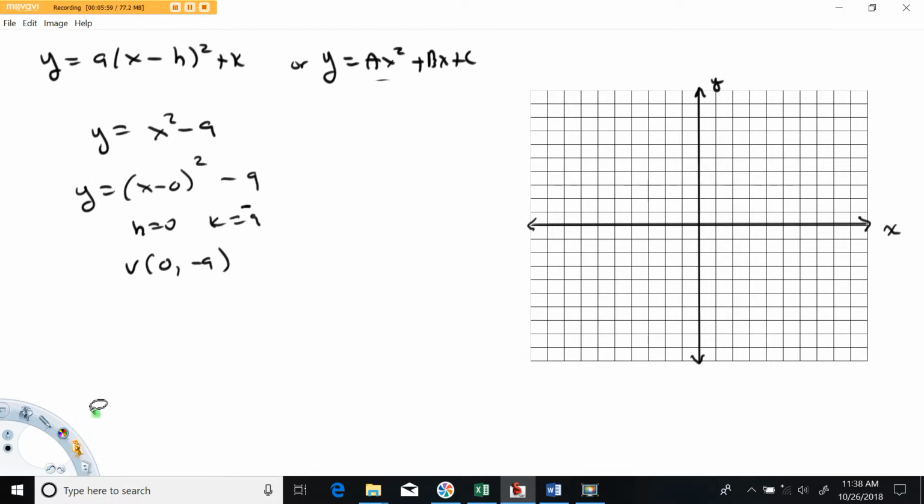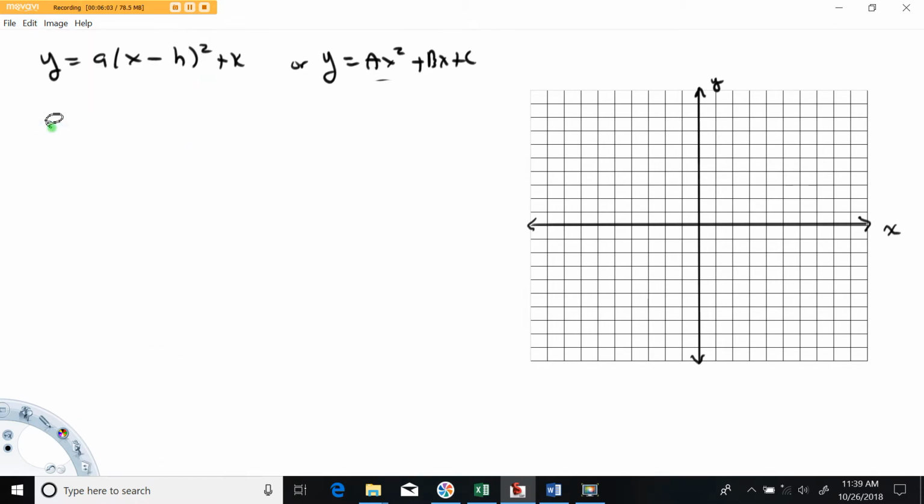And get rid of this. And go through another example. All right, let's try this one. Y equals x squared minus 3x plus 2.